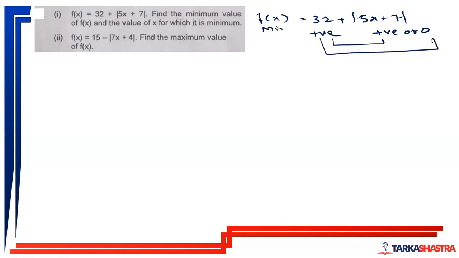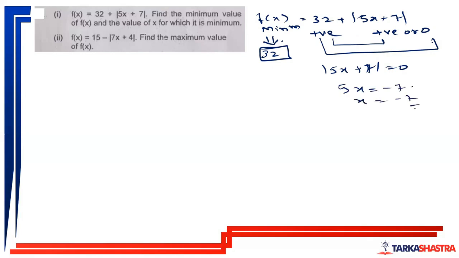And we want to find out the minimum value. So to find out the minimum value, this value should be 32. And it will be obtained when mod of 5x plus 7 is equal to 0, which gives me 5x is equal to minus 7, x is equal to minus 7 by 5. So the minimum value of the function is 32, and it is obtained when x is equal to minus 7 by 5.